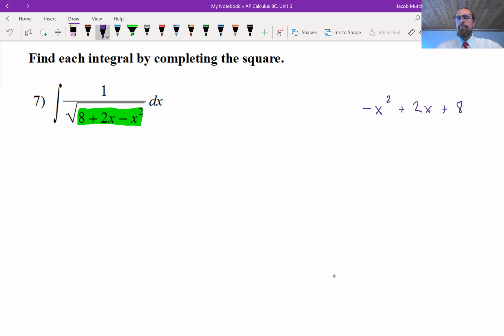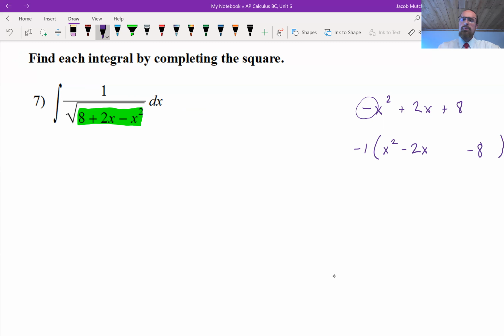And again, I want to complete the square. Recall, before I can do that process, I need to make sure that this coefficient in front of the quadratic term is positive 1. In that case, it's negative. What I need to do is factor the negative out first. So I'm going to factor negative 1, and what that leaves me is positive x squared minus 2x, leave a space, minus 8.